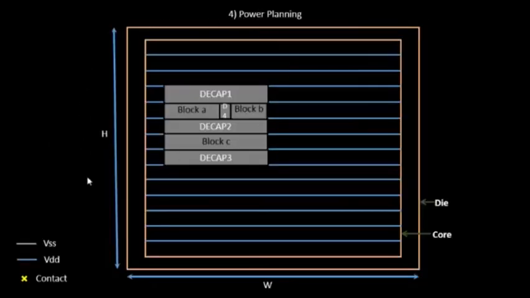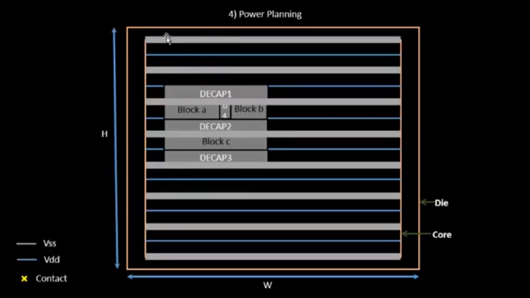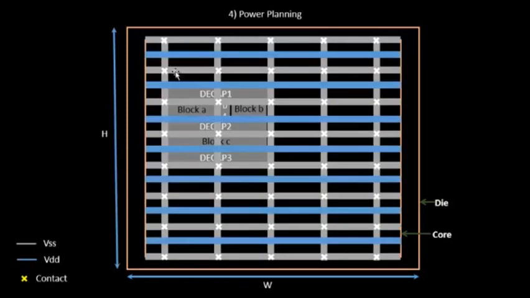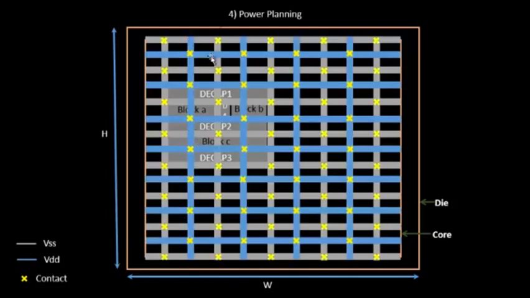So for this power planning, we take one VSS line. Let's say this represents VSS, this represents VDD. So all your VDDs are placed in this fashion, and there will be one more set of VDDs placed in a different direction, and they will all be connected. Similarly, we do the same thing for ground as well. So you have the horizontal and vertical ground lines, and they are all tapped.